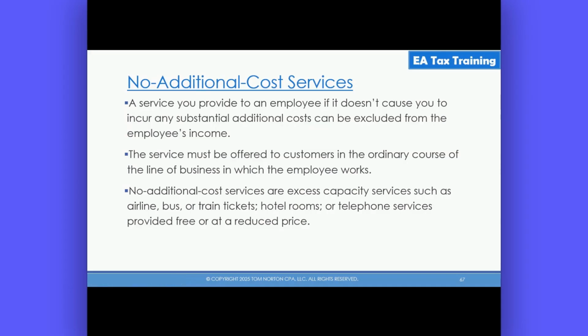No additional cost services. So, a service you provide to an employee, if it doesn't cause you to incur any substantial additional costs, can be excluded from the employee's income. The service must be offered to customers in the ordinary course of the line of business in which the employee works. No additional cost services are excess capacity services, such as airline, bus, or train tickets, hotel rooms, or telephone services provided free or at a reduced price.